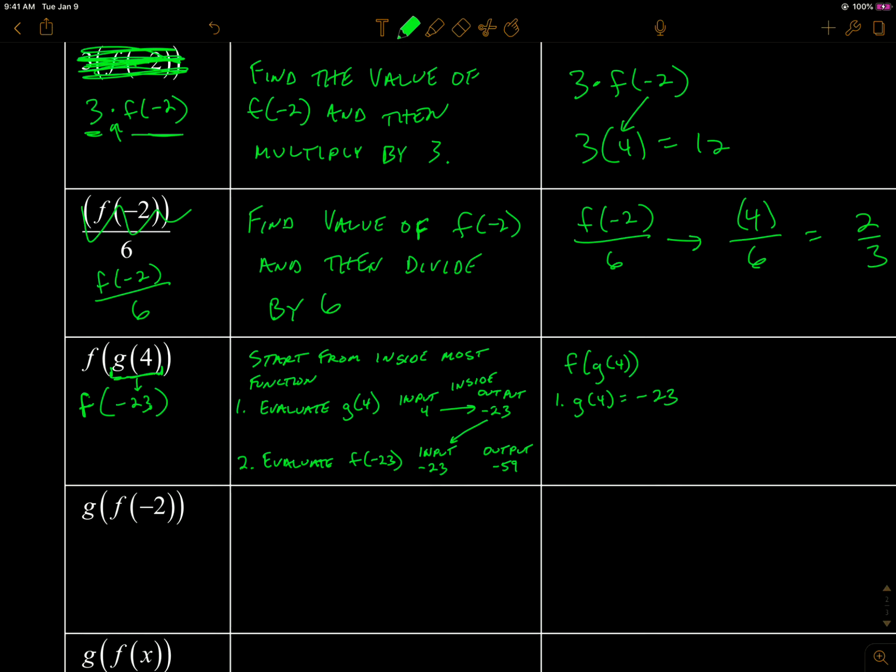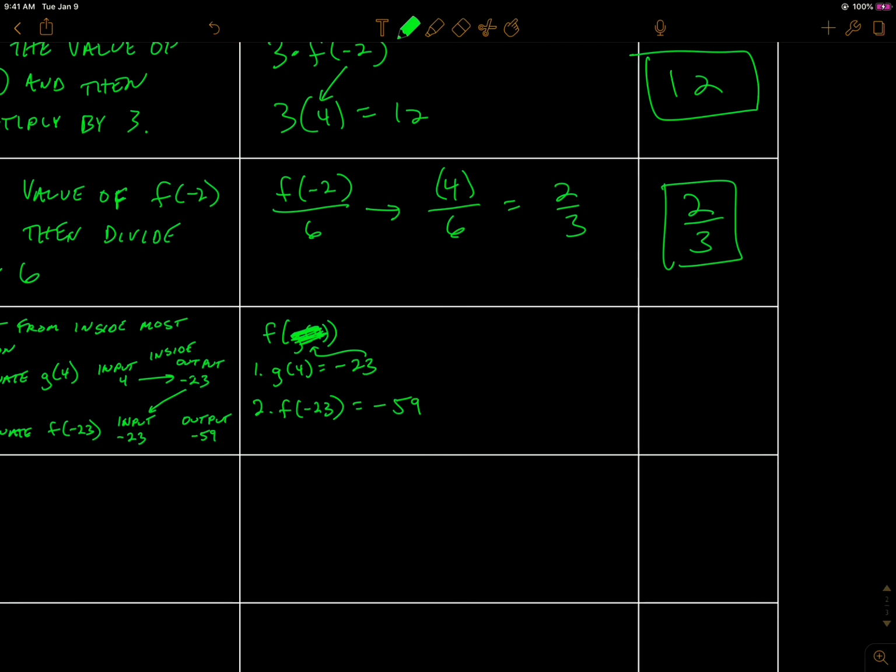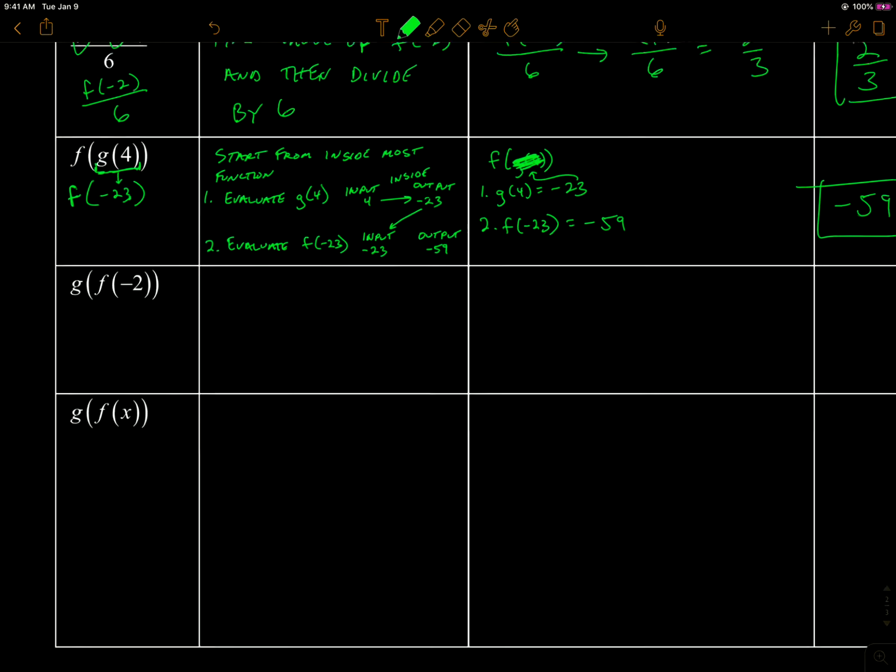Then we have to take that g of 4 and rewrite it, plug in, get rid of the g of 4 here, and I can substitute in a negative 23. So now I can find f of negative 23. That means the input for the function f is negative 23, and the output that I get is negative 59. So the final answer is negative 59.